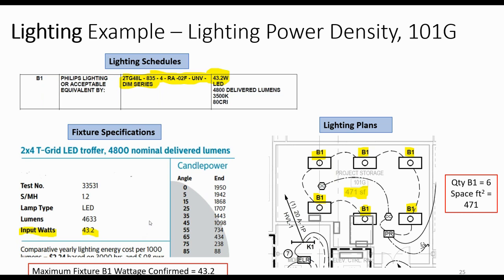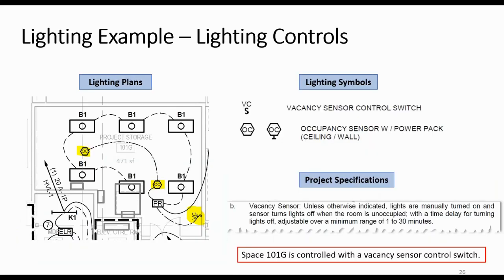So for our lighting counts, we have 6 V1 fixtures. They're each 43.2 watts, and our space is 471 square feet. Okay, so next we have to figure out what kind of lighting controls we have in this space. So you can see from the drawings that there's a symbol here that has a VC with an S, and then it's attached to these OCs.